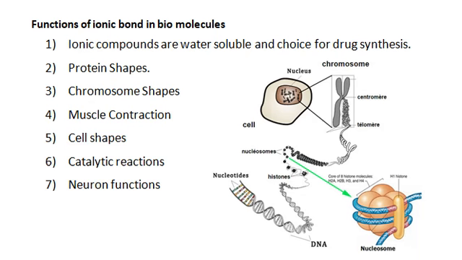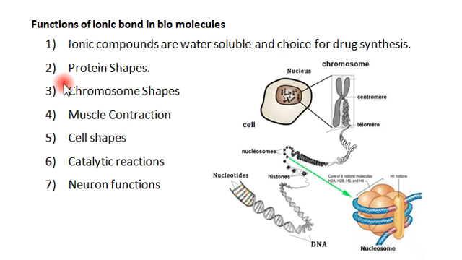Function of ionic bond. The compounds that result from ionic bonds are called ionic compounds. Ionic compounds are stable and dry at room temperature. They are water soluble and can dissociate easily with water in the body. Hence, they are a good choice for drug synthesis. Such drugs can be stored easily at room temperature.